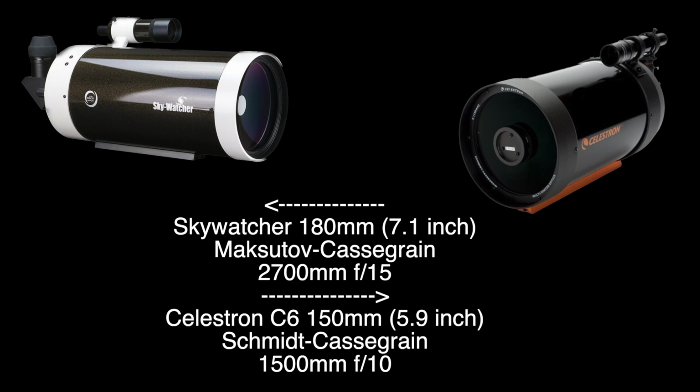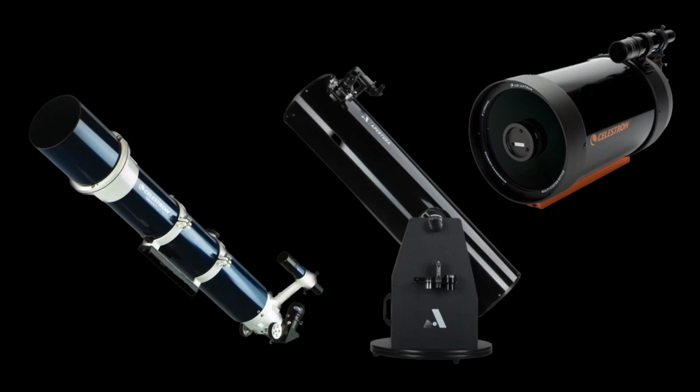These are similar to reflector lenses or reflex lenses in photography, which I've done a number of videos on. So those are the basic types. Each of the three basic telescope designs has advantages and disadvantages.